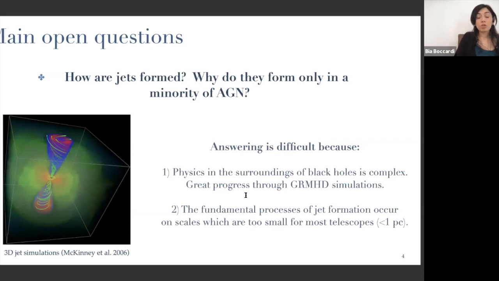From the observational point of view, it is difficult to answer this question because even though jets propagate for such long distances, the fundamental processes that contribute to the formation of jets happen on very, very small scales, typically smaller than 1 parsec. And such scales are too small for most telescopes.